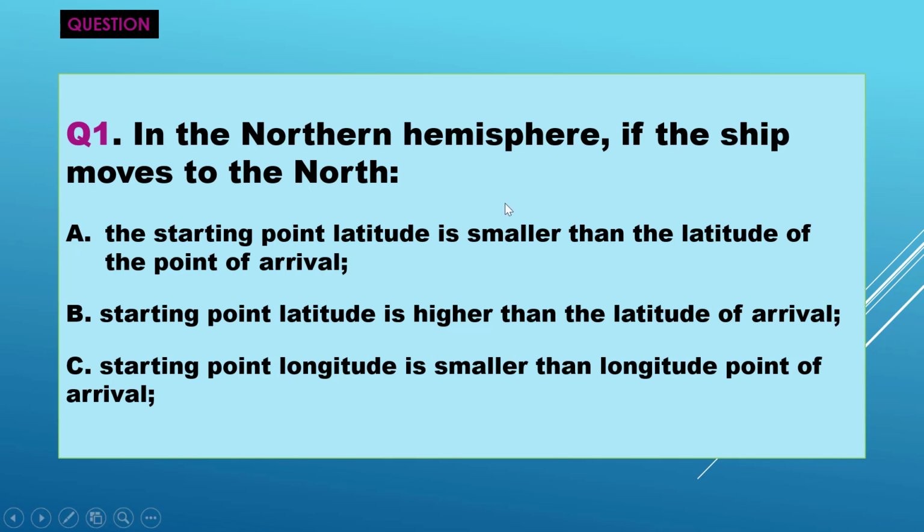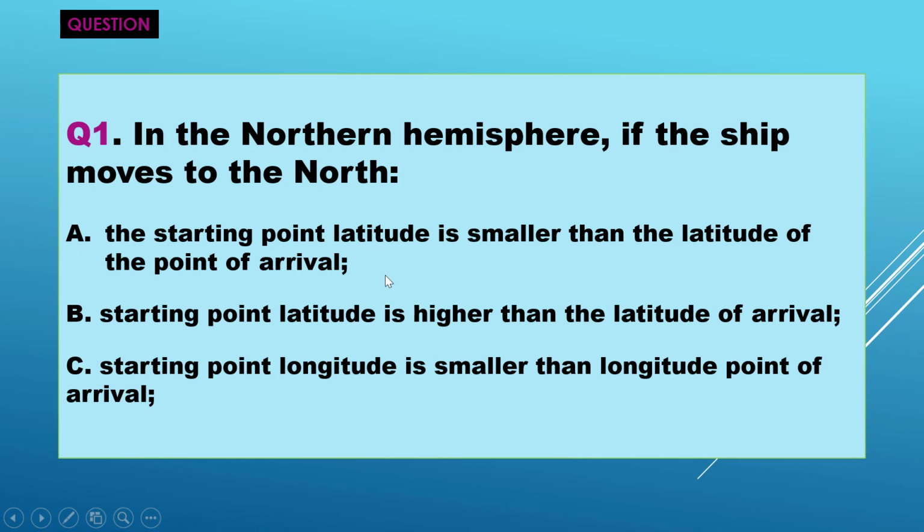if the ship moves to the north, A said the starting point latitude is smaller than the latitude of the point of arrival. B said starting point latitude is higher than the latitude of arrival. C said starting point longitude is smaller than longitude point of arrival. So in this question, we are dealing with north. So anything concerning longitude is out. So you are left with the 2 latitudes.